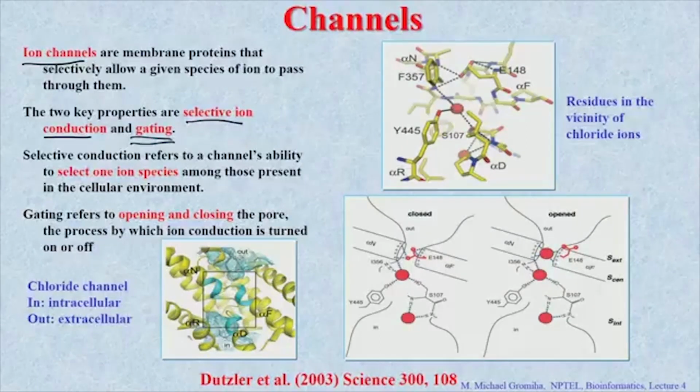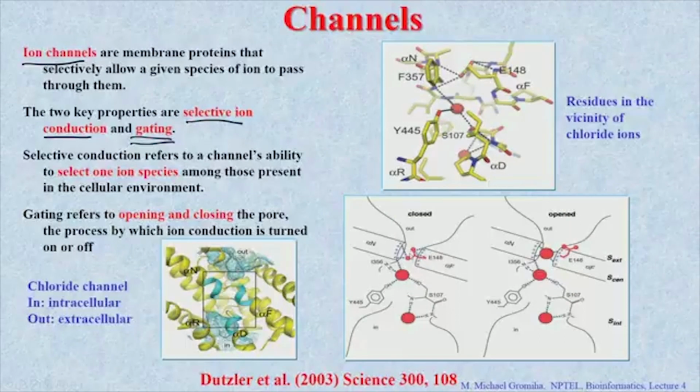The second one is gating. Gating means in some cases it will open the channel, so it will allow molecules to pass through, and in some cases it will close the channel. In this case the molecules cannot enter into the channel. If you see this example, this is the example for the closed and open conformation. Here the ion is here, and it wants to be transported through this membrane. Here you can see this is glutamic acid 148, and this 148 is inside the membrane.